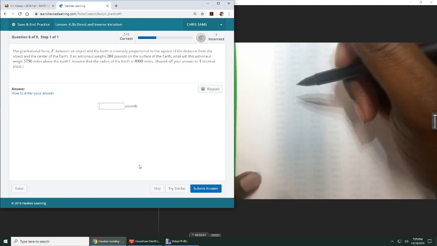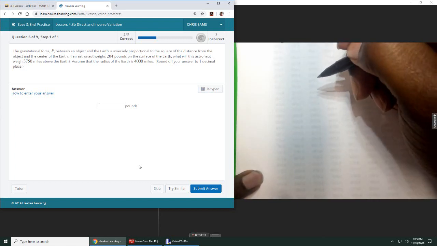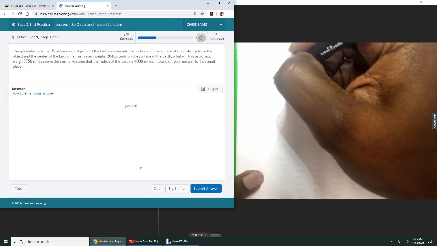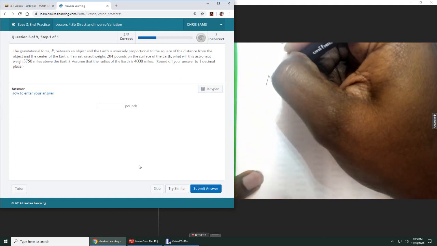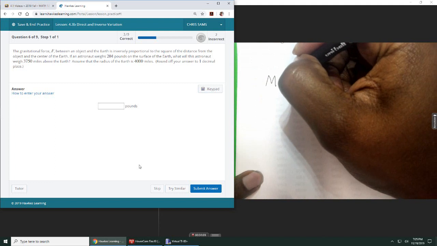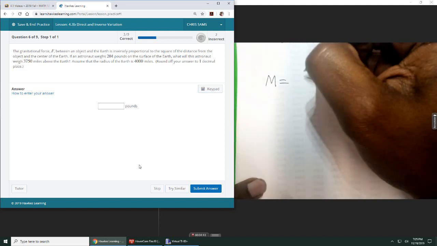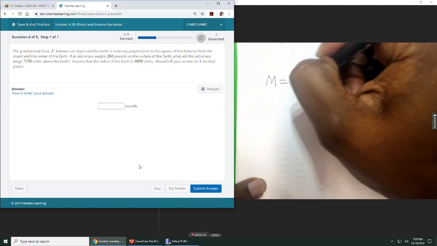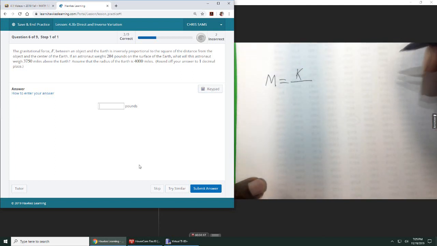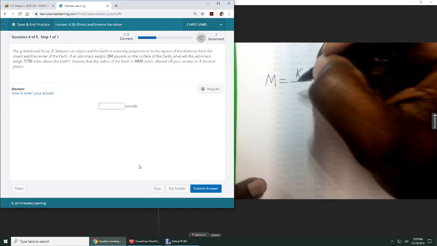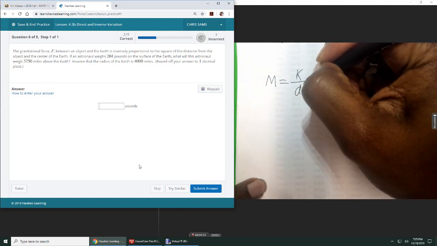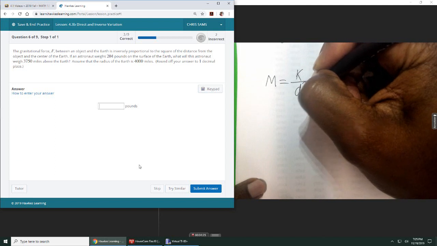So, here's what we got. Mass, or his weight, whatever you want to say, is equal to inversely proportional, so K, divided by the square of the distance from the object and the center of the Earth. So I'm going to say D squared.